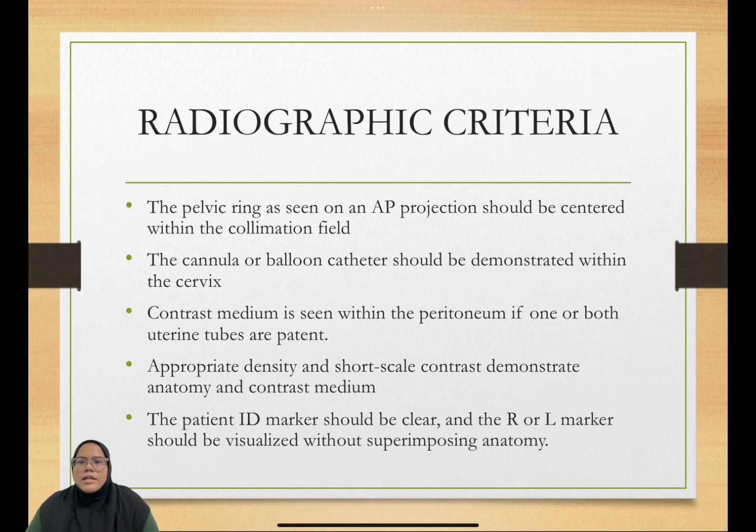Next, these are the radiographic criteria that should be demonstrated. The pelvic ring, as seen on an AP projection, should be centered within the collimation field. The cannula or balloon catheter should be demonstrated within the cervix. Contrast medium is seen within the peritoneum if one or both uterine tubes are patent.